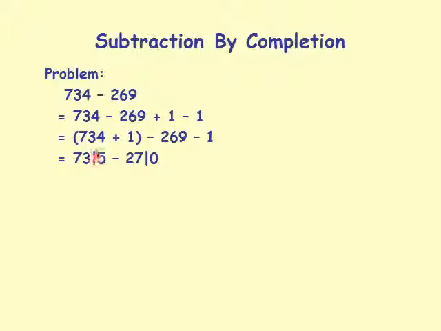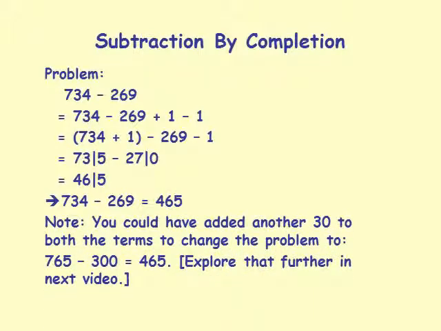I just did a bar here to show that you could do that by splitting numbers. Number splitting here gives 46 on the left, 73 minus 27 is 46, and 5 minus 0 is 5. This is a repeat of an example we did already. So 734 minus 269 is equal to 465, and that is the answer here.